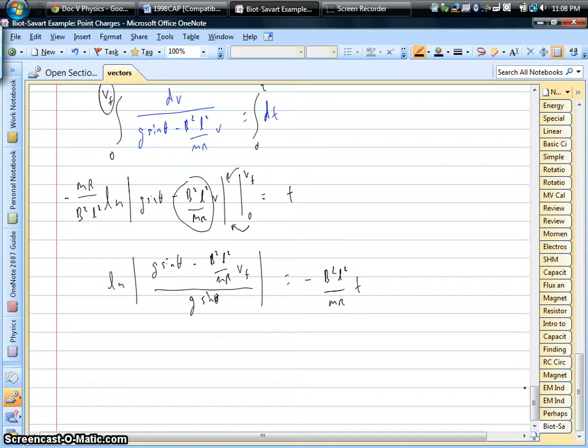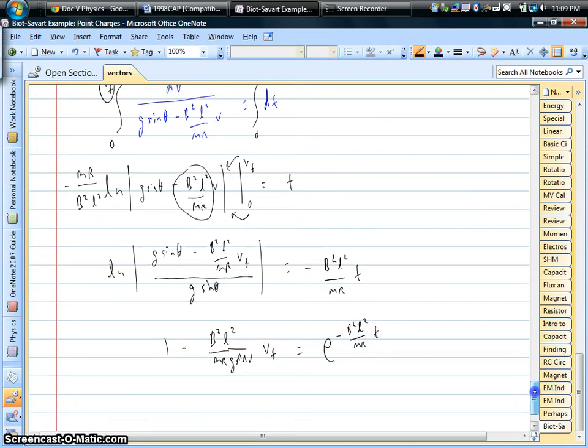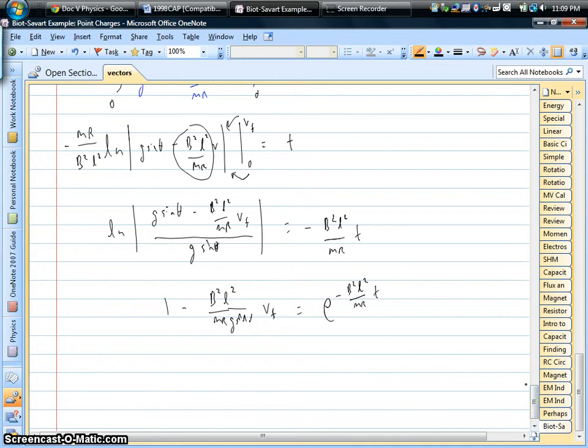Now's a case where, like I like to say, I can e both sides to get rid of the natural log. So the first term is just going to be 1. The second term is going to be a little more complicated. We're going to have b squared L squared over m r g sine theta, times the final. And now we have an exponential term over here. Again, we're trying to solve for v final.